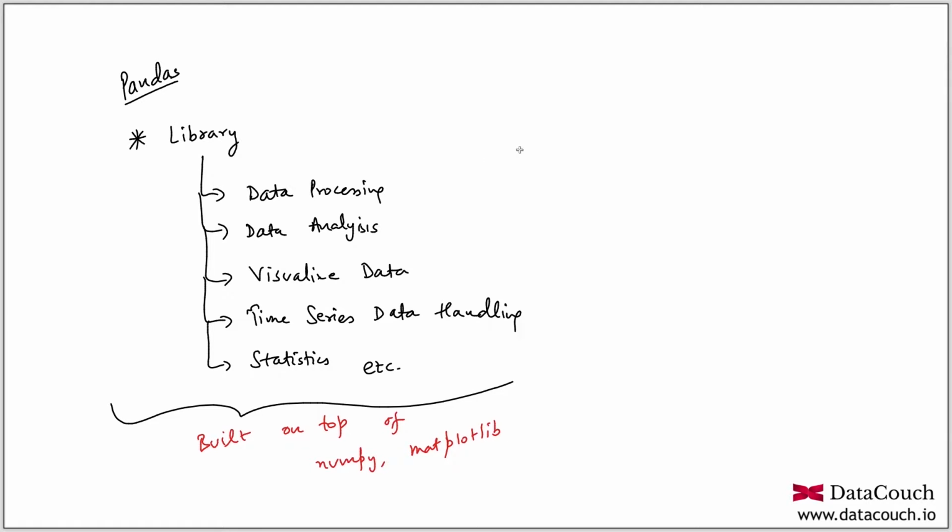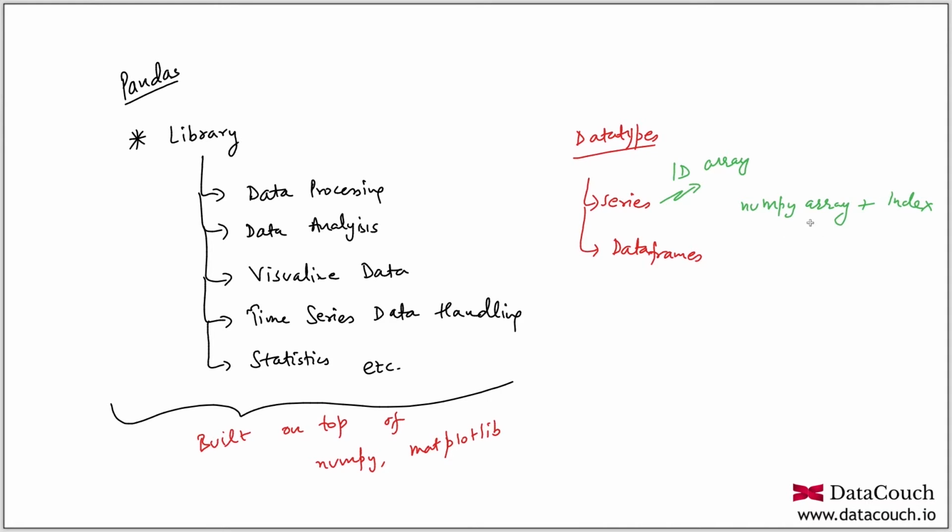Pandas provides some additional data types. Series is one of the data types. Another one is data frame. These two are very popular, so that's why our focus and the discussion is around these two data types. Series is like a 1D array, and this 1D array is like a NumPy array plus index. So series is a combination of NumPy array and index, these two things. And data frame is like a table.